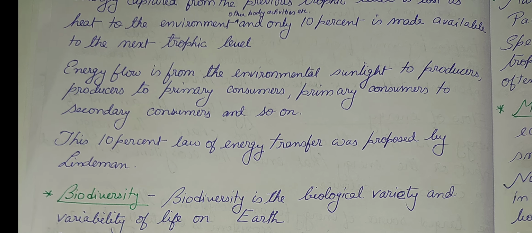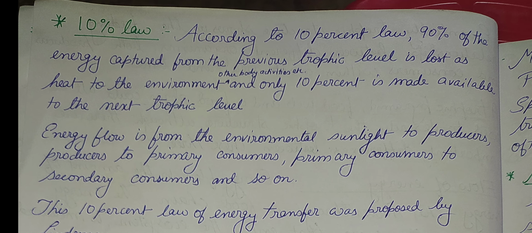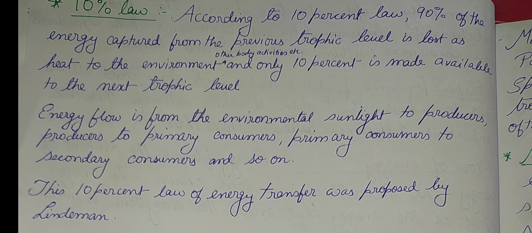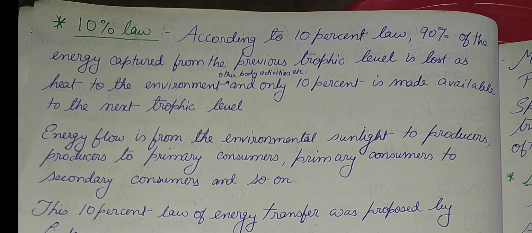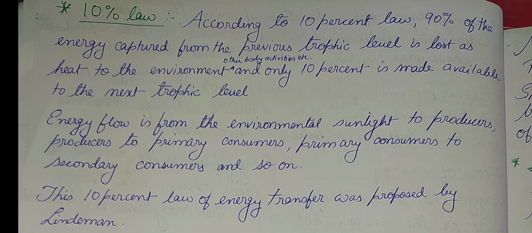Okay, so there is a rule called the 10% law, which I will try to discuss with you. Actually, I have already discussed it during the energy flow. The 10% law is the clearer term. This 10% law was proposed by Lindeman in the early 1940s, and according to this law, 90% of the energy captured from the previous trophic level will be lost as heat to the environment and other body activities.